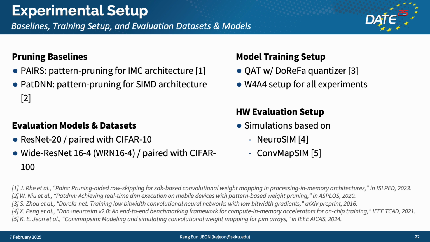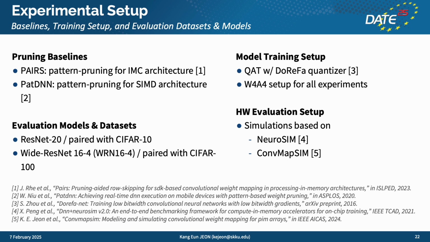Moving on to the experimental results. Here's our setup. For comparison, we employ pattern pruning baselines, which can be easily adopted to IMC array for computational speedup. For evaluation models and datasets, we employ ResNet20 paired with CIFAR-10 and wide ResNet 16-4 paired with CIFAR-100. We choose these two combinations as they are most frequently evaluated on various IMC compression papers and also in our baselines.